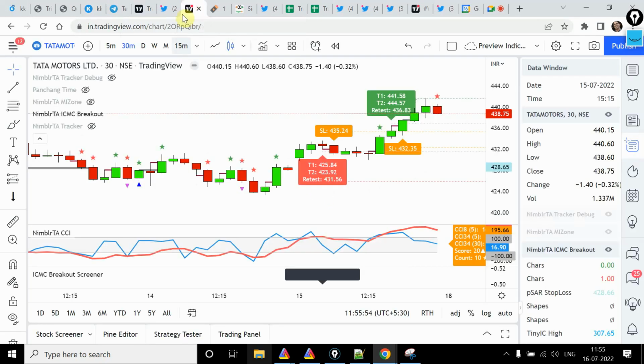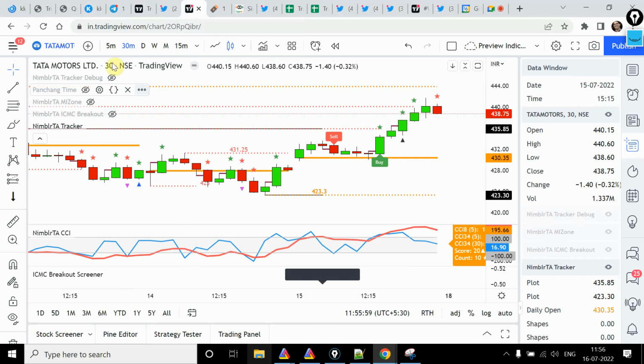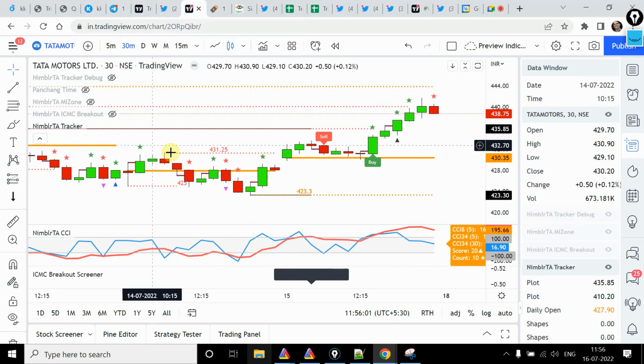Okay, so let's open it. So NimblrTA tracker would basically give you an overall picture of the stock. It will help you in quick entries and swift exits, right? For example, if I am on this particular stock and I have applied NimblrTA tracker, so on 30 minutes, it will identify a lot of things.